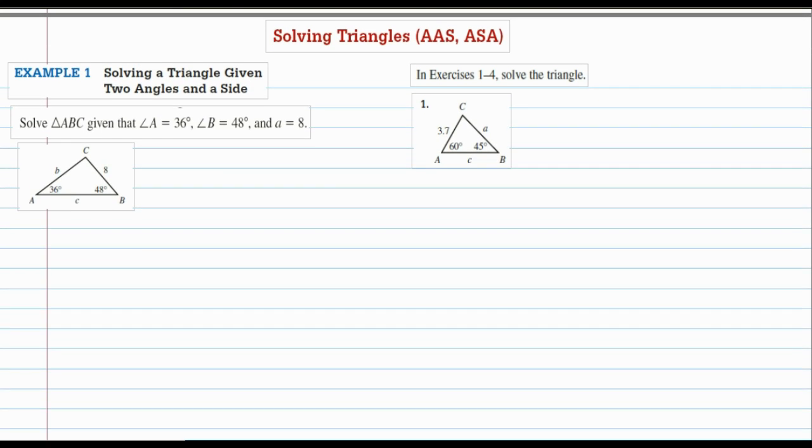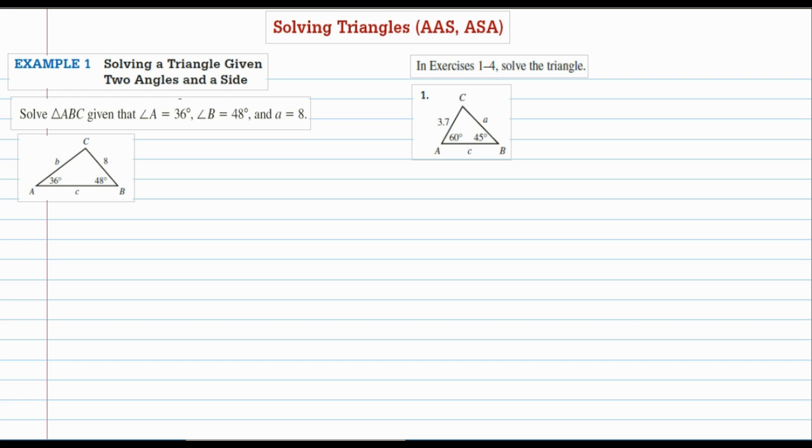In example 1, the information that we are given on this triangle is, first of all, it is not a right triangle. We are not given a right angle here. We know that angle A is 36 degrees, angle B is 48 degrees, and side A is length 8. So we technically have an angle side situation.